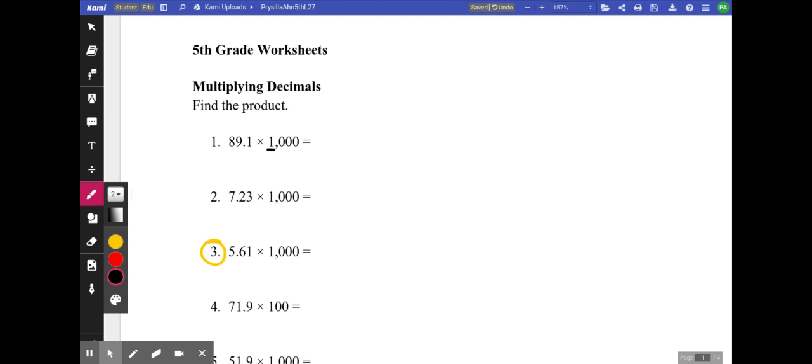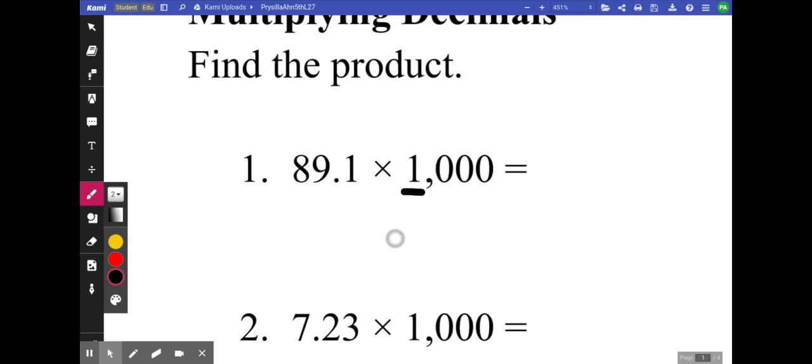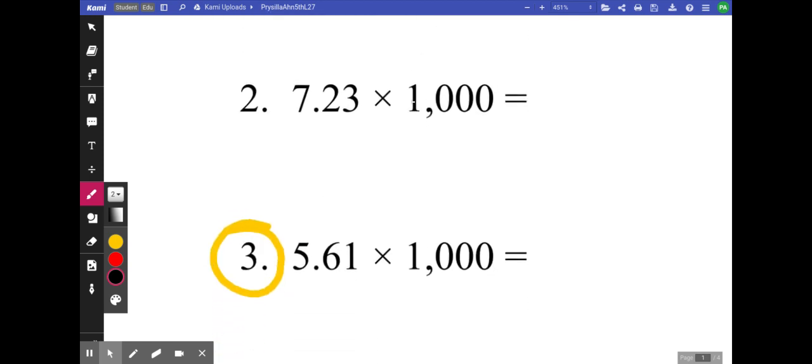Hey guys, so for today's fifth grade worksheet, we are going to be starting off with multiplying decimals. Today we are going to be learning how to multiply by those bigger numbers, but it's only going to be with the ones, so like 10, 100, and etc. So this is very simple.